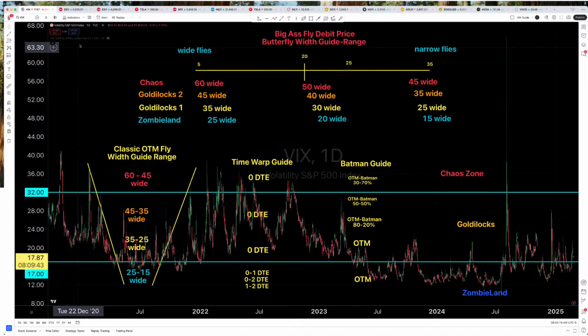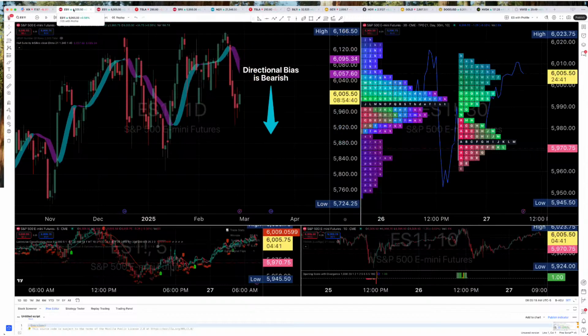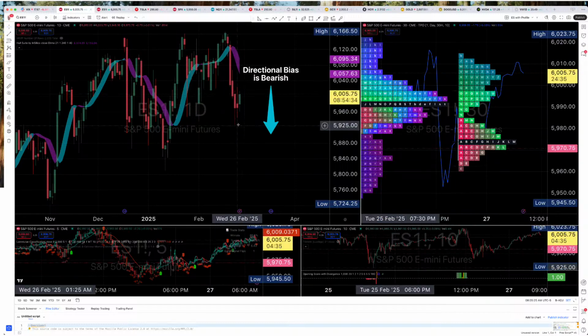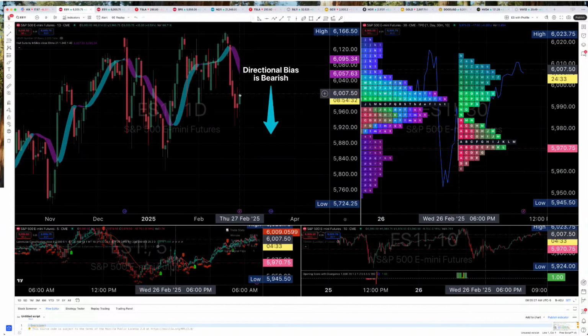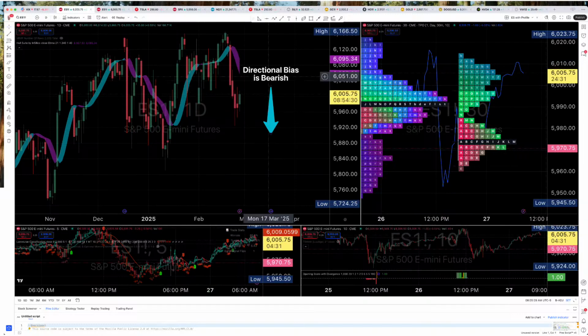Okay, next step is to look at our market direction. Now, yesterday we had a pull-up. Well, no, we were very undecided yesterday. It was a red day still, but this morning you can see that we're pulling up. I'm still calling directional bias as bearish.